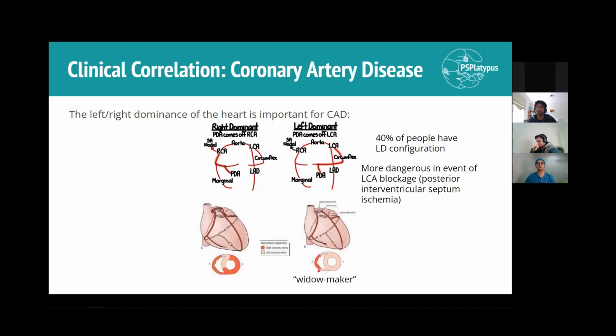And it's often called the widowmaker because if that happens, you're losing all that supply to the ventricles, also the posterior interventricular septum, all those crucial structures, it can be lethal and deadly. That's why we sort of emphasize that more. And yeah, that's sort of an important aspect to keep in mind.